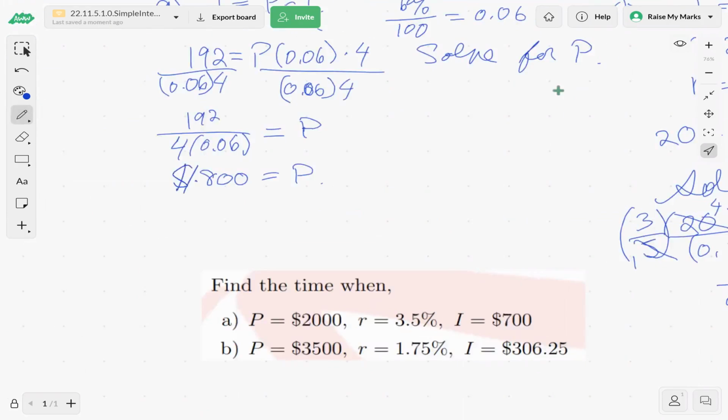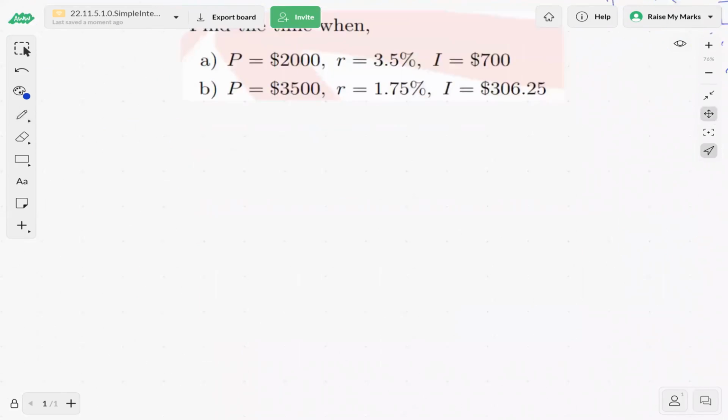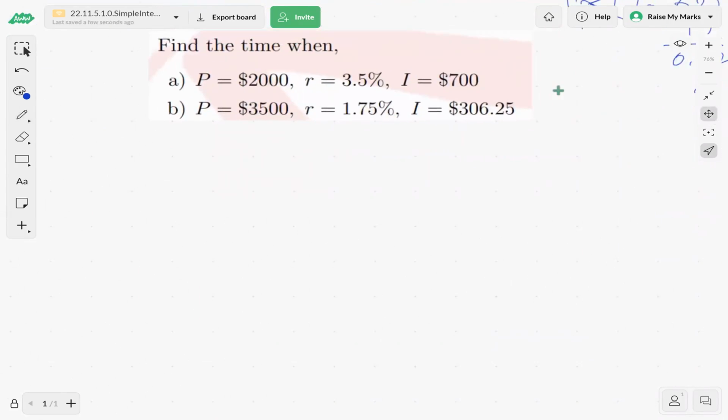Good. Let's put the dollar symbol in here in part A. Excellent. All right, second question. Find the time, given a principal of $2,000 and an annual interest rate of 3.5%, when we end up with an interest earned of $700.